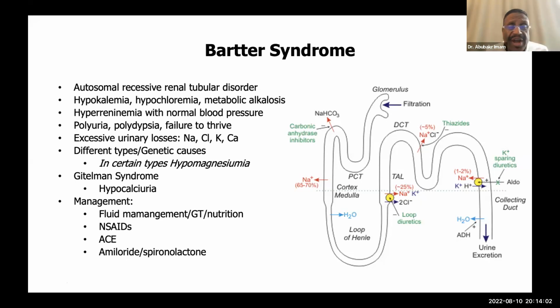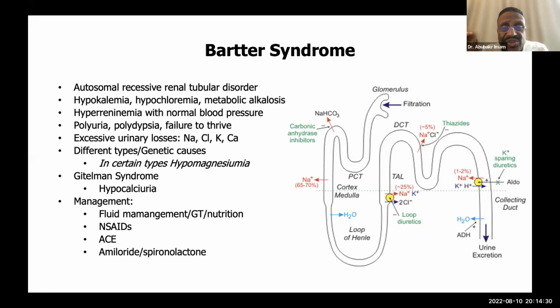In an eggshell, for Bartter patients, always think about metabolic alkalosis, hypochloremia, hypokalemia, failure to thrive. If you check their renin, it will be very high. However, the blood pressure will be normal. If you check urine electrolytes, they'll be excessive, including calcium, to differentiate it from Gitelman, where the calcium in the urine is low. And sometimes, in about 1/3 of the patients, you have hypomagnesemia as an initial presentation.